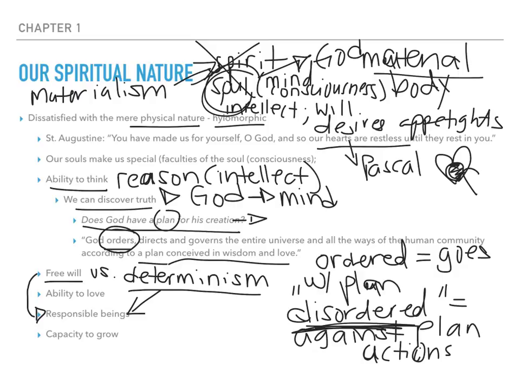Also, the other problem with determinism is if everything's determined, then can we be held responsible for our actions? Because Christians believe that we have free will, we're responsible. If I kill somebody, I have to be held responsible for what I did because I chose to do it. If you're a determinist and you're going to argue that all of my actions are already determined, then how can you hold me responsible for anything I've done because I didn't choose to do it? Choice and intention is very important in Catholic morality. So we reject a deterministic viewpoint. We have the ability to love. Again, being created in the image of God means that because God is love, we can love too.